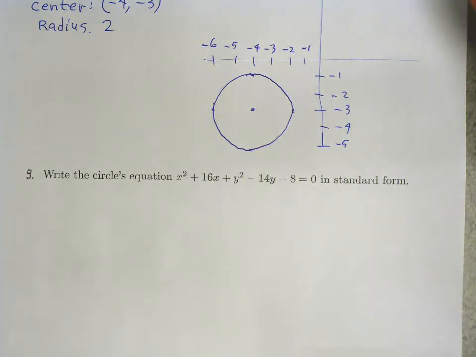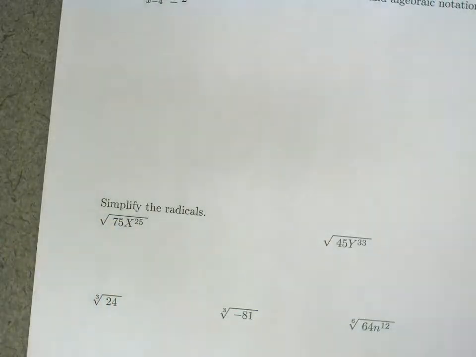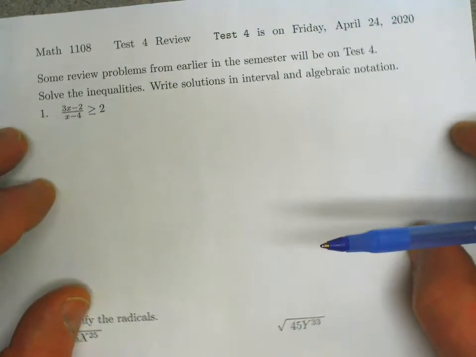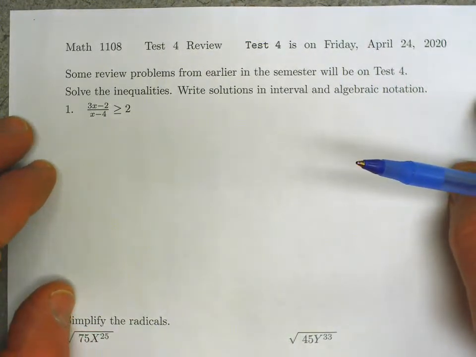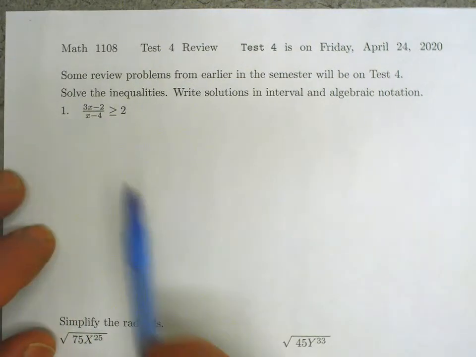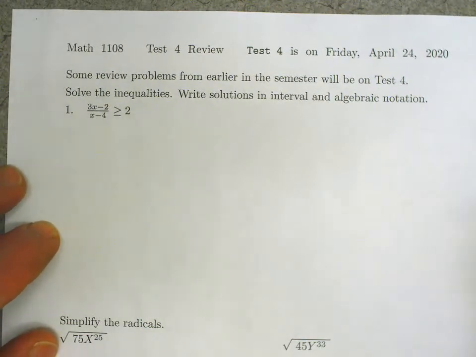But since this is the last day that we can review for test 4, test 4 will have some review problems on it from prior to test 4. One is a rational inequality. So let's practice this one.